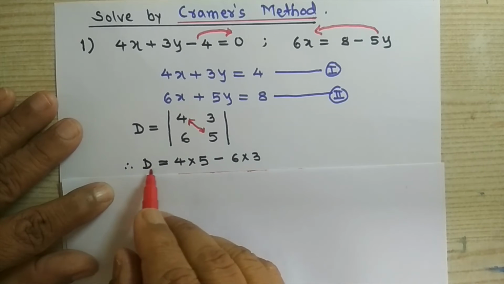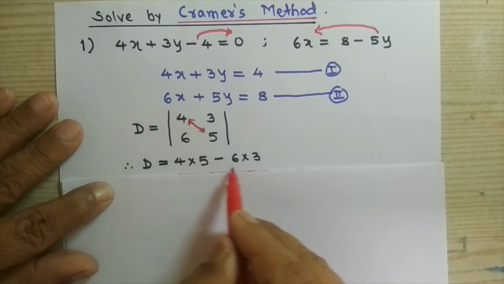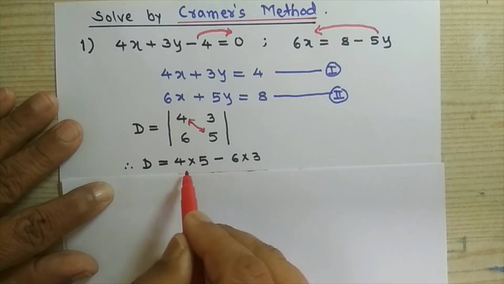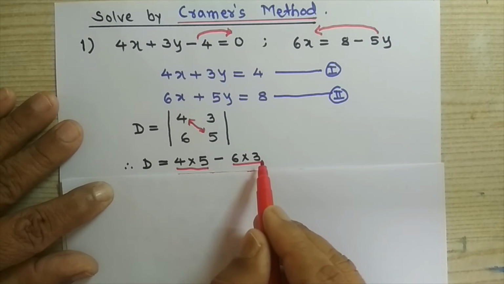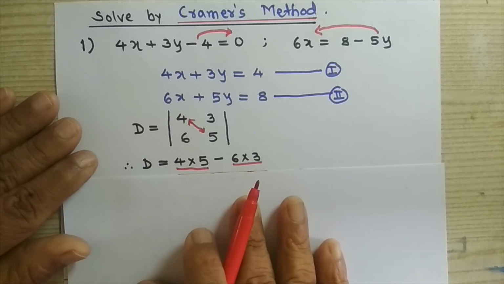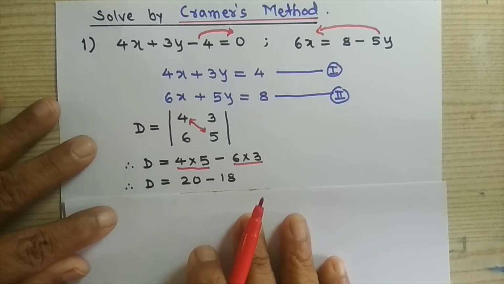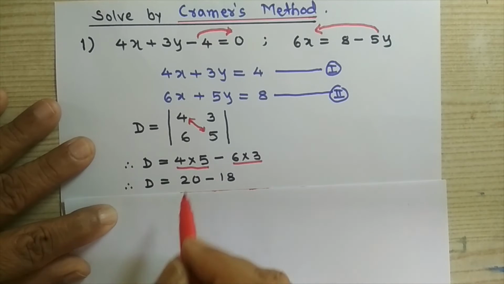Therefore, it becomes D is equal to 4 into 5 minus 6 into 3. 4 5s are 20, we know that, and 6 3s are 18. We also know that. Therefore, it becomes D is equal to 20 minus 18.